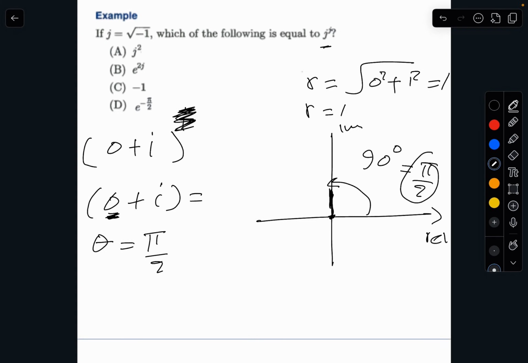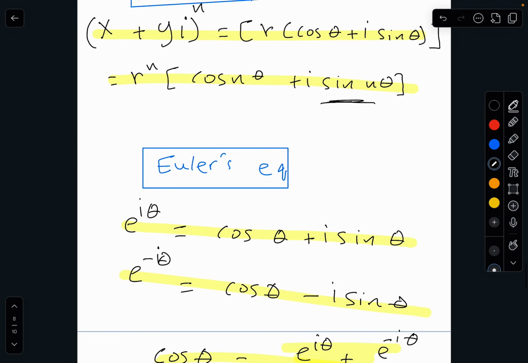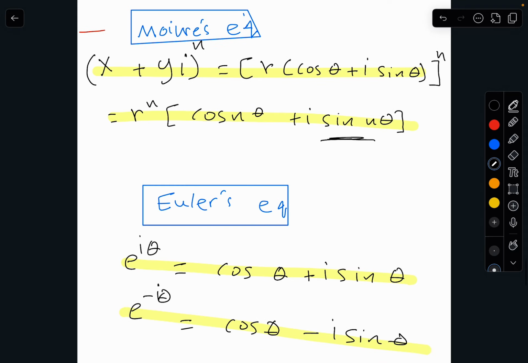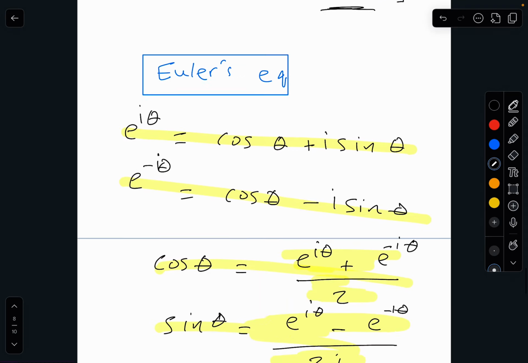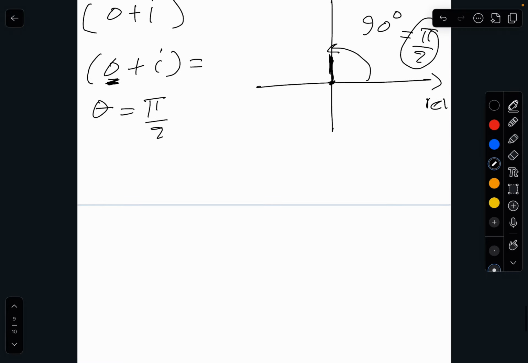Okay, so we're now going to use Moivre's and Euler's equations. So we're going to say that 0 plus i is actually equal to r e^(iθ), right?